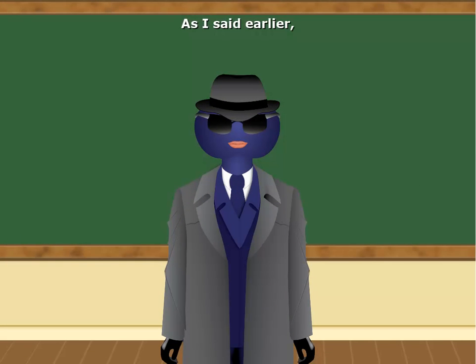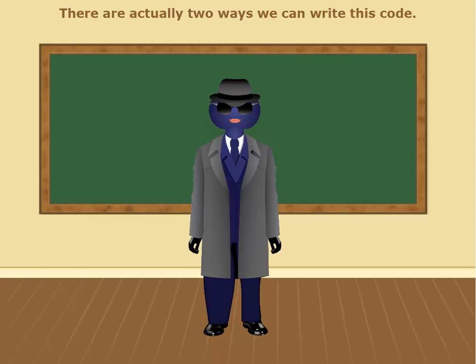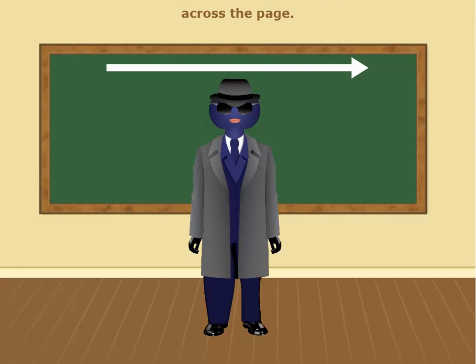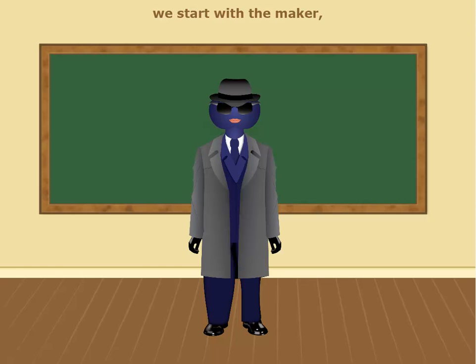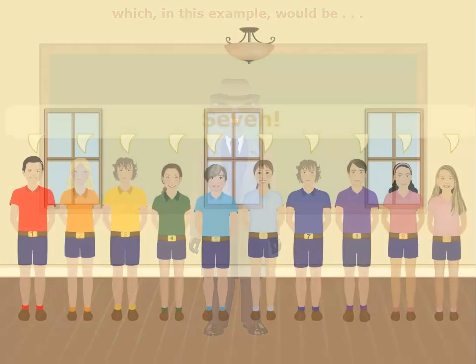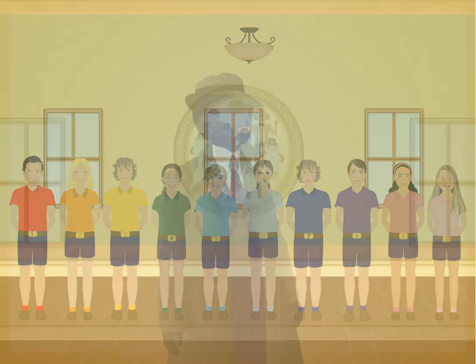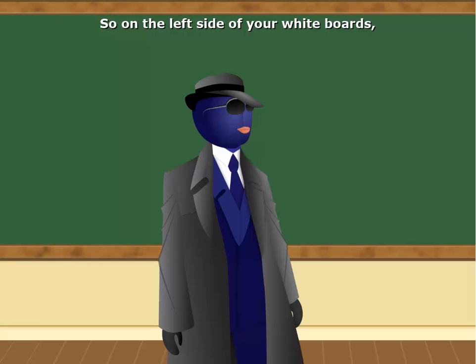As I said earlier, we will also learn how to write the secret code for this operation, just as we did with addition and subtraction. There are actually 2 ways we can write this code. For this example, we will write the code horizontally, across the page. When writing the code this way, we start with the maker, which in this example would be 7. So, on the left side of your whiteboards, write the number 7.